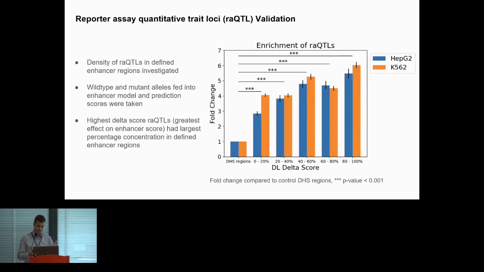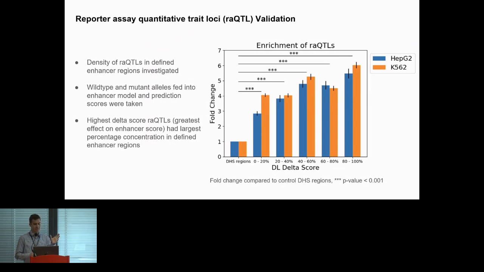So in investigating this, we looked at reporter assay quantitative trait loci, so just point mutations that are identified that have a significant impact on regulatory regions in the genome. And so we were curious to see if we feed in a wild type allele and then this mutation allele, if our model, this two-stage model, will be affected, if the score will be impacted correctly as it should by these mutations. So that's exactly what we did.